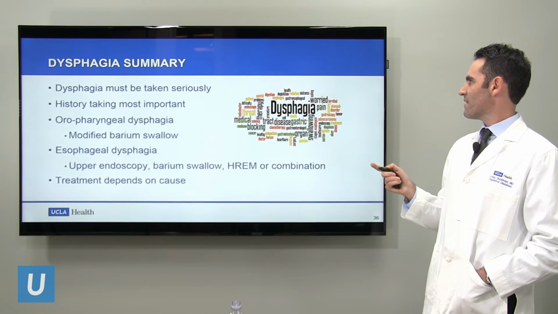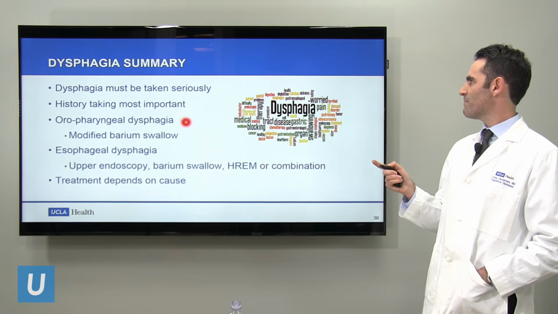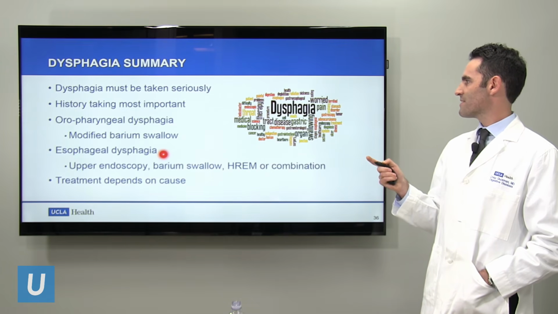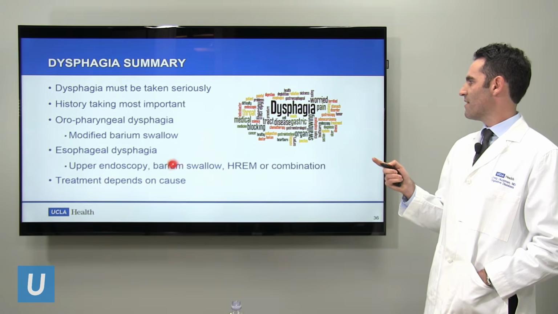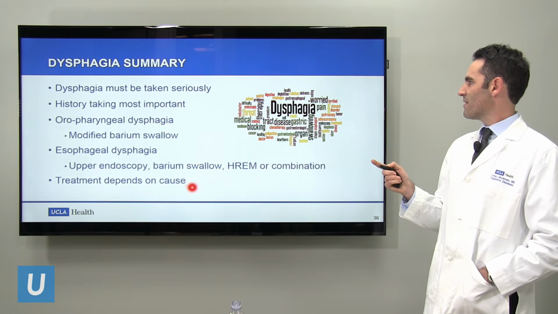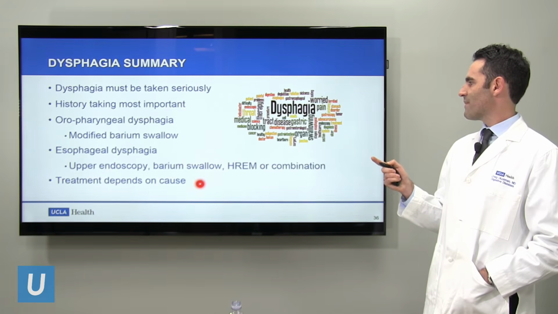We wanted to separate dysphagia into two main groups: oropharyngeal dysphagia, and the first test that we do is a modified barium swallow. The second main group we want to identify is esophageal dysphagia, and we could do one or some of these tests. And finally, the treatment of dysphagia really depends on the cause.